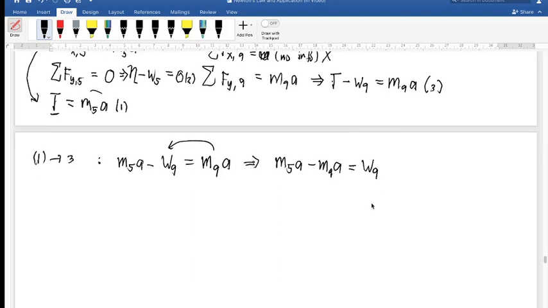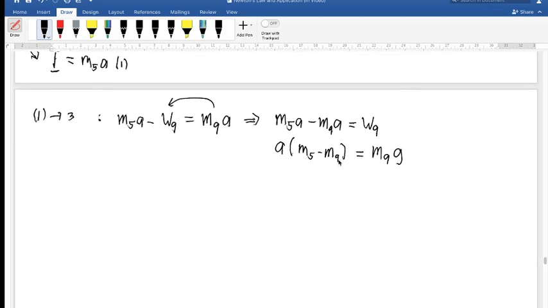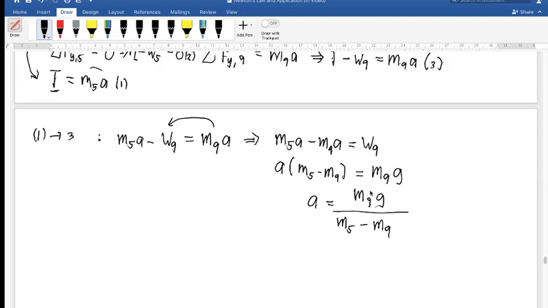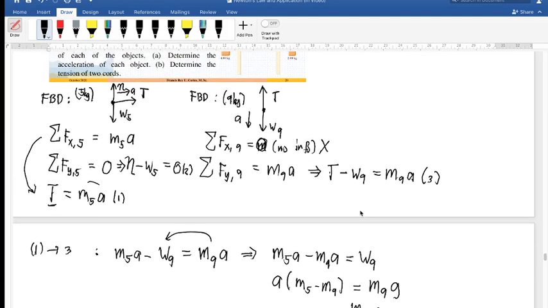So we have m5a minus m9a is equal to the weight of the 9 kilogram object. Then we can put a outside, so we have a times m5 minus m9, that is equal to the weight of the 9 kilogram object, that is equal to m9 times g. Divide both sides by m5 minus m9, so we have a is equal to m9 g divided by m5 minus m9. So we have this equation. What is the mass of the 9?